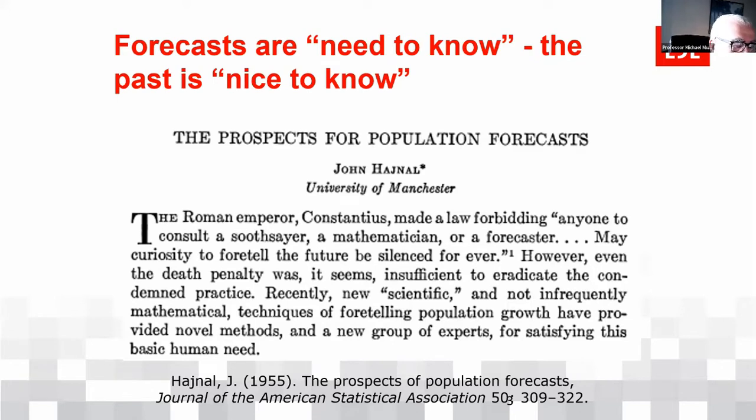John Hajnal, who was one of the people who started off what we might call the modern approach to population projections, i.e. the cohort component method, in 1955 wrote in the Journal of the American Statistical Association about the basic human need to make forecasts, even though, as he pointed out, it was actually a criminal offence in Roman times to do this, but it didn't stop people making these forecasts.